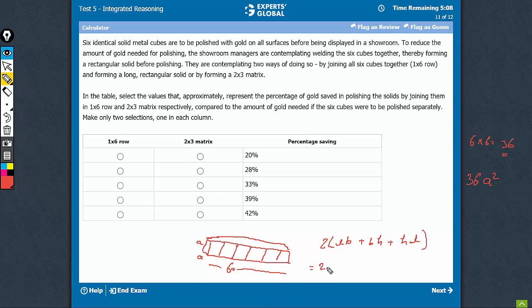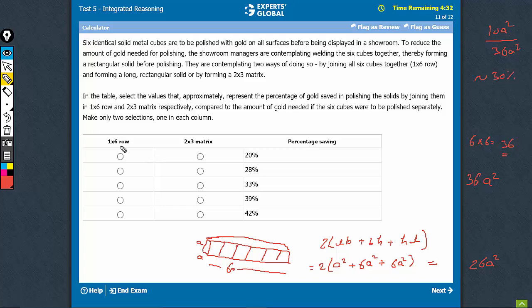So this is going to turn out to be 2 into a once, and the other two times when 6a is involved, it's going to be 6a into a, 6a square, plus again 6a into a, 6a square. So overall 6, 12, 13, it's going to be 26a square. 36a square becomes 26a square. The difference is 10a square out of 36a square, which is roughly 30%.